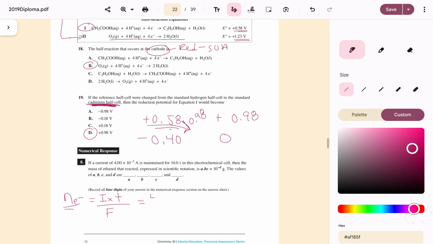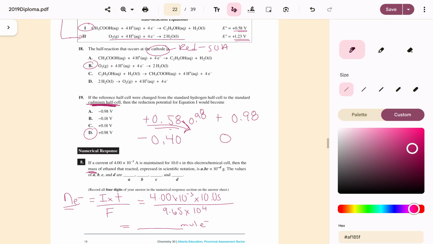So let's plug in what we know. We have 4.00 times 10 to the negative 3. We're going to multiply that by 10 seconds. We're going to divide by Faraday's constant. If you don't remember it, it is in your data booklet on page 3, and it's 9.65 times 10 to the power of 4. So I did this before. The value you get here in your calculator is going to be the moles of electrons, right? But it's not asking that. It's asking for mass of ethanol.